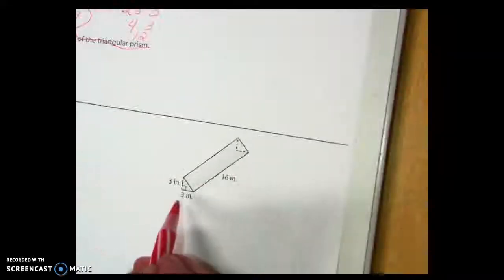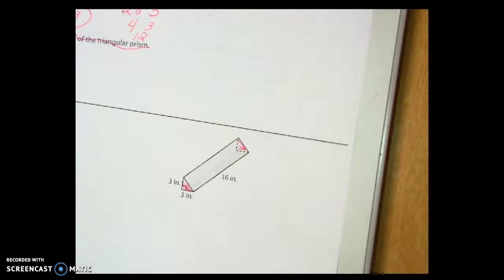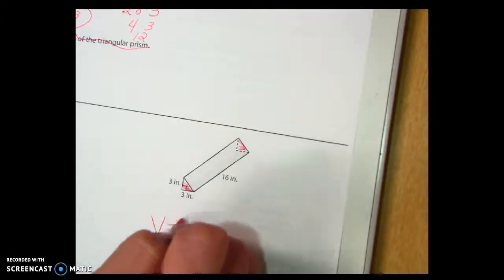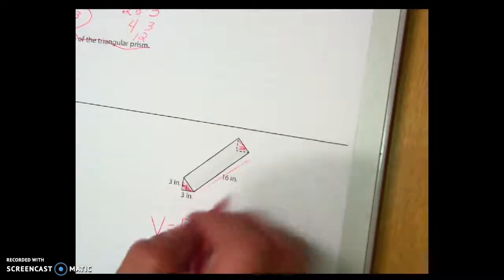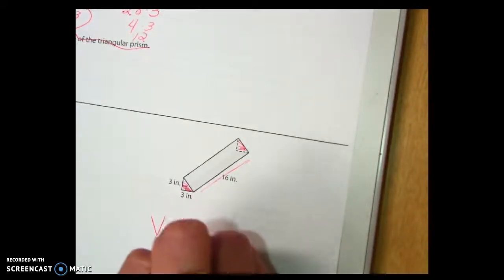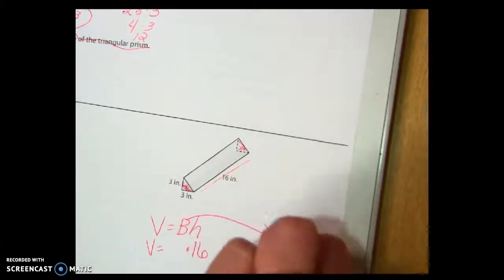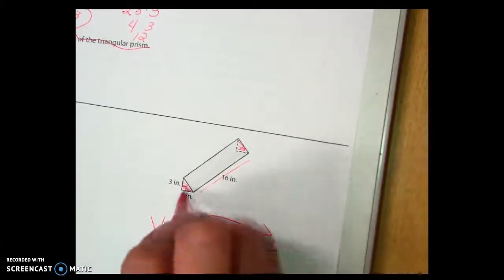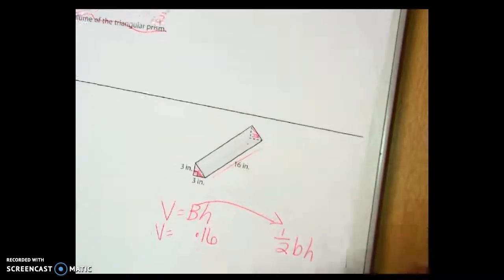Okay, this one has two bases also. Here would be a base, and here would be a base. So it is a prism. This 16 connects the two bases, so the height of the prism is 16. And now I need to come over to the side and find the area of the base. The bases are triangles.